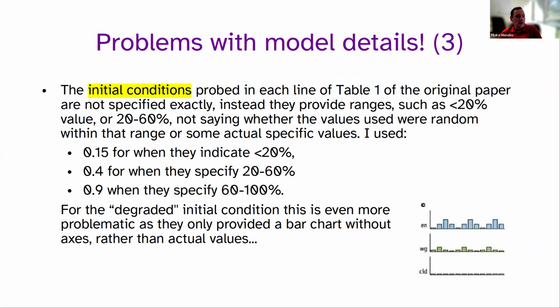And then finally, the initial conditions that they prescribed, again, they mention ranges like 20 to 60% on the range, and they don't tell you what values they use. Is it randomly sampled? Is it a number in there? So I ended up using this for the ranges they mention. When they say it's less than 20%, I say 0.15. When they say 20 to 60, I use 0.4. When they say 60 to 100%, I use 0.9.